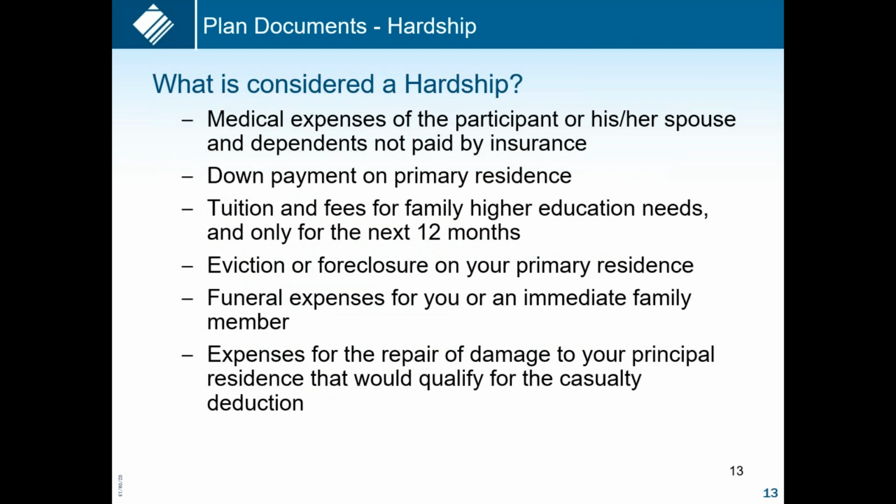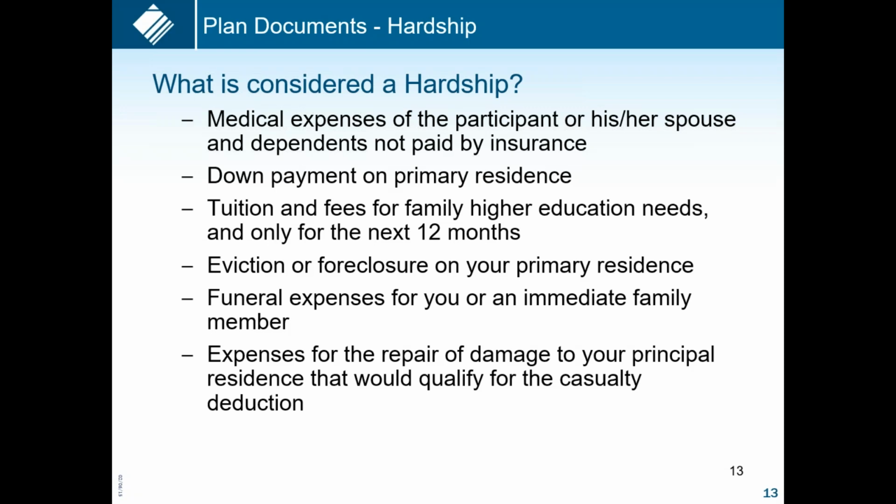The IRS has outlined 6 reasons for hardship distribution. They also require documentation that shows the amount requested. They are only allowed for the amount of the hardship and nothing additional. However, the tax or tax penalty can be included in the distribution amount.